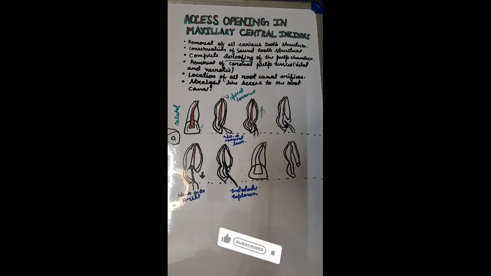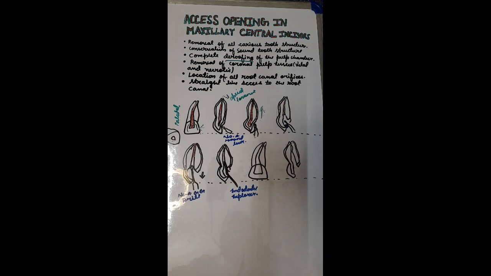Today we will be reading about access opening in maxillary central incisors. First we will do the removal of all carious tooth structure. Carious structure could be enamel or dentine or both. And now we will try to conserve the sound tooth structure as much as we can.